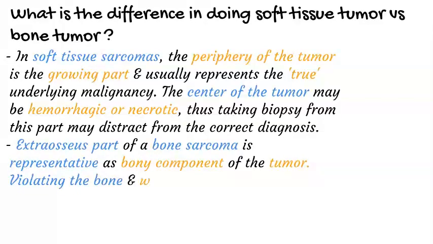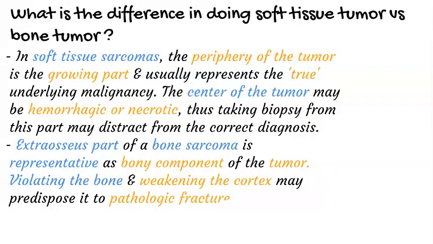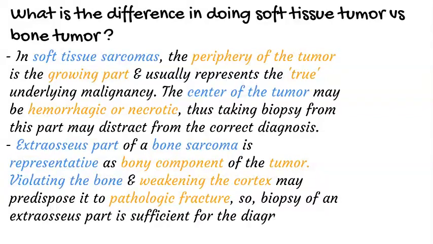The extraosseous part of a bone sarcoma is representative of the bony component of the tumor. Violating the bone and weakening the cortex may predispose it to pathologic fracture. So, biopsy of an extraosseous part is sufficient for the diagnosis if present.